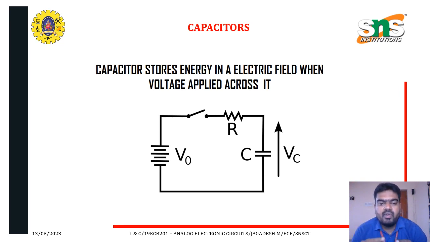So here, when we apply the voltage, after the voltage source there is a switch symbol. When you turn on the switch, the voltage will be on and current will flow. Automatically it will store the charge and create the electric field. That is represented as VC.